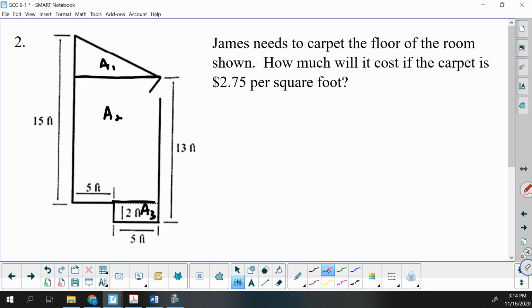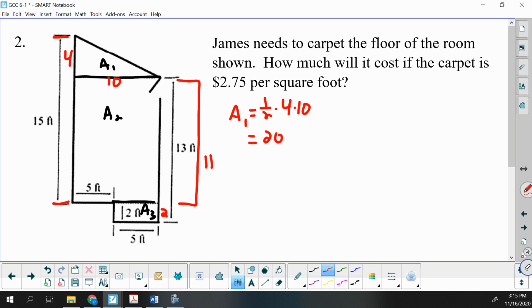So in area 1, our triangle, we have 5 and 5 on the bottom. It tells us to give us 10 for this. Well, if this part is 2, that means just this would be 11. And if here to here is 15, subtract the 11, and that would leave us 4 for that part. So for area 1, we'll have 1/2 our base times height, so 1/2 4 times 10. Half of 4 is 2, so we'll get 20 feet squared.